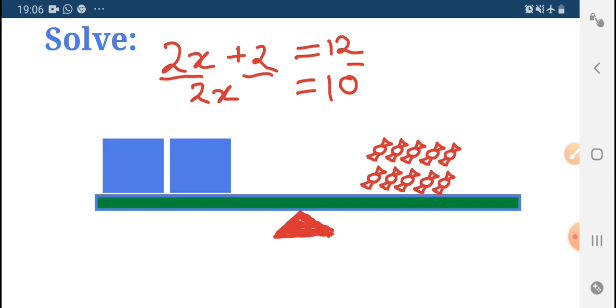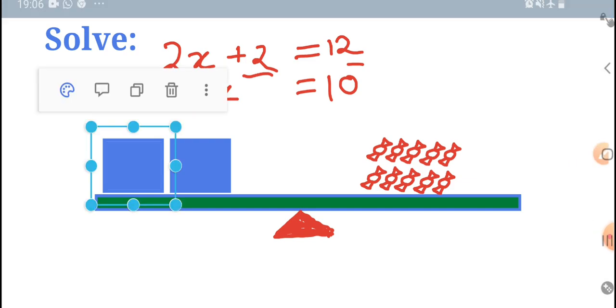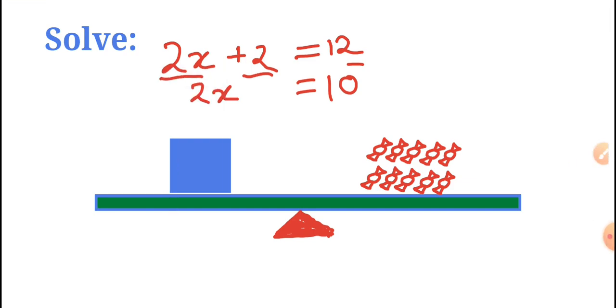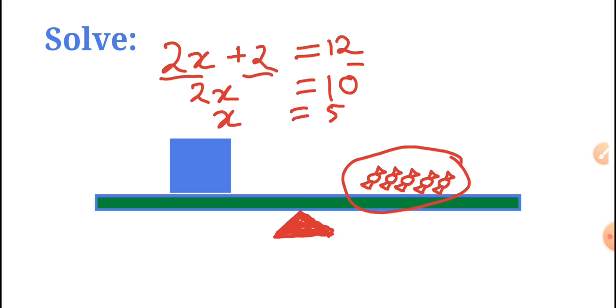Now to find out how many sweets in one box, we just have to half both sides. If we half that, we'll have one box left. So we have to half the number of sweets on this side. So we now know that one lot of unknown is equal to 5 sweets. We divided both sides by 2, so we've got only x left here, and 10 divided by 2 is equal to 5. So that's how we know that x is equal to 5.